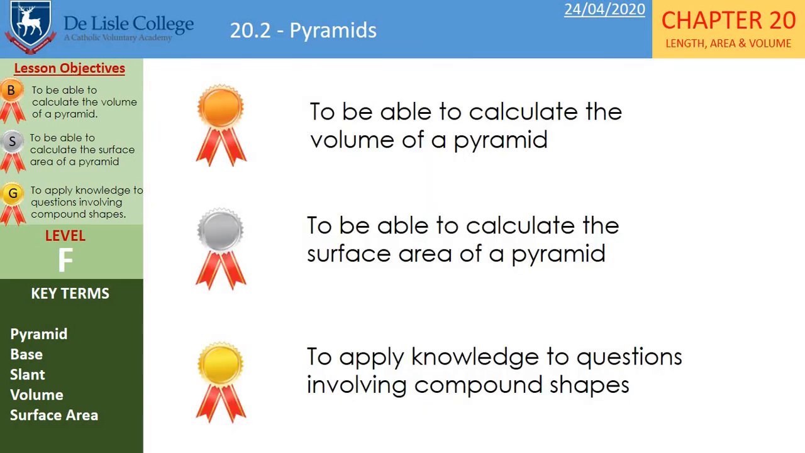Right, your success criteria today. So bronze, to be able to calculate the volume of a pyramid. Silver, to be able to calculate the surface area of a pyramid. And then gold is to be able to apply knowledge to questions involving compound shapes.